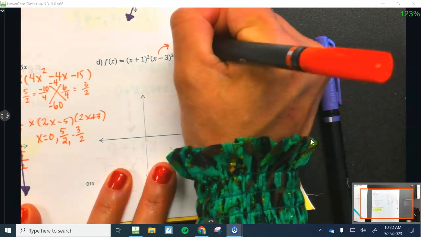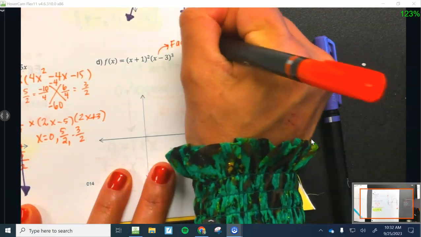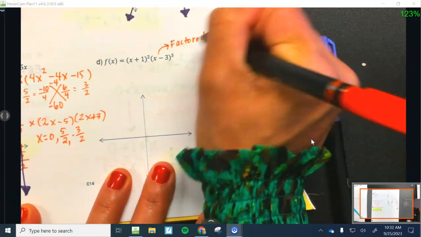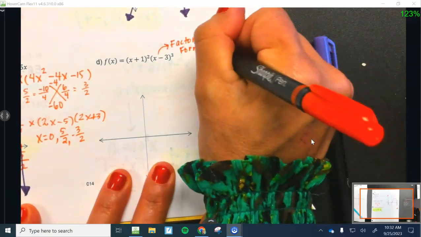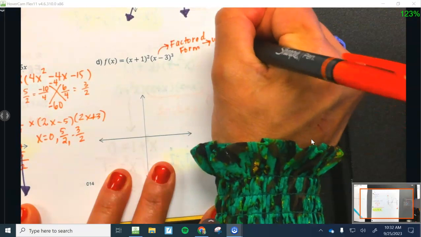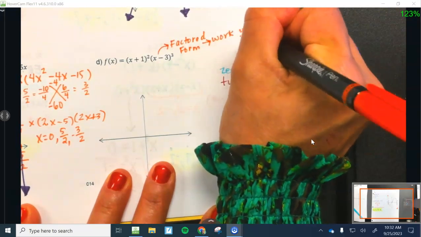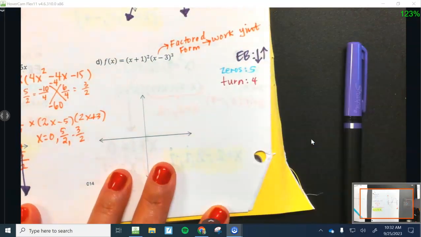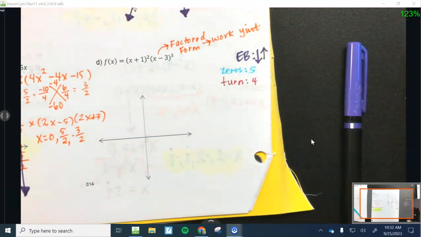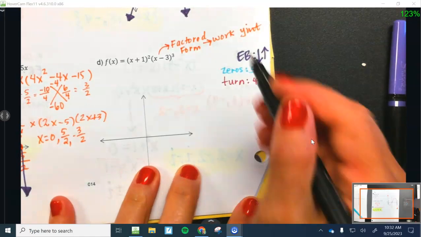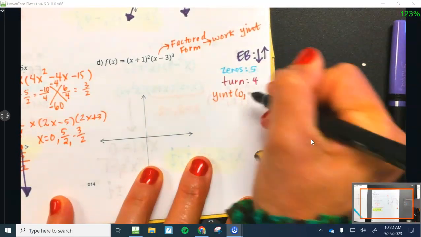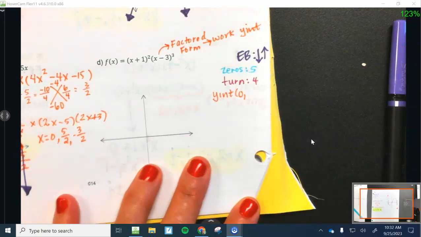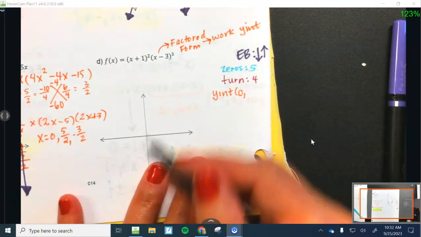Y'all, please write and remind yourself, this is called factored form. Somebody already factored this for us. When it's in factored form, you have to work for the y-intercept. You can't just look at it. So remember, for the y-intercept, x is 0. You're going to have to plug in 0 and do your order of operations.